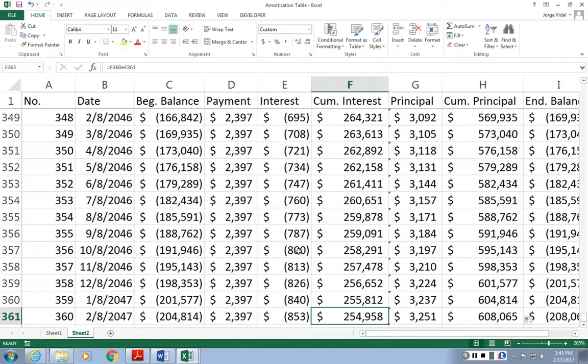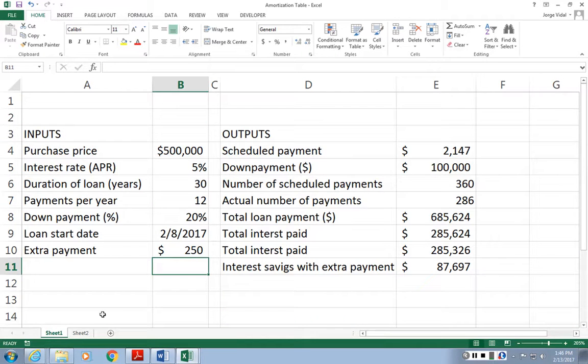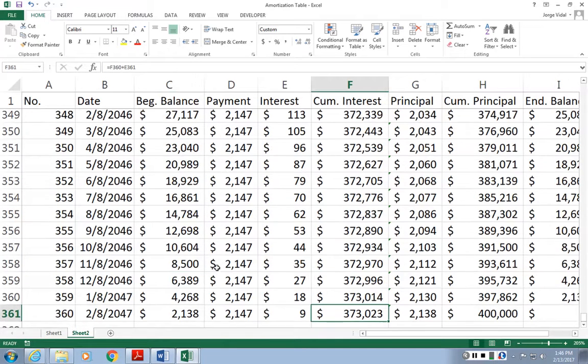and you know what? Let's remove the extra payment so we don't have those negative numbers. So let's go to sheet 1 and make the extra payment 0. So we have a regular loan. And then go back to the table.